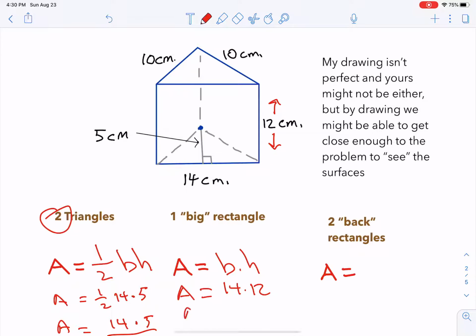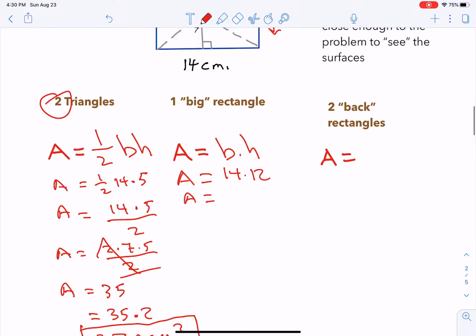You might want to say to yourself that, well, 10 times 12 is 120, yeah? And 4 times 12 is going to be 48, and 120 plus 48 is 168. And so the area equals 168 square centimeters.